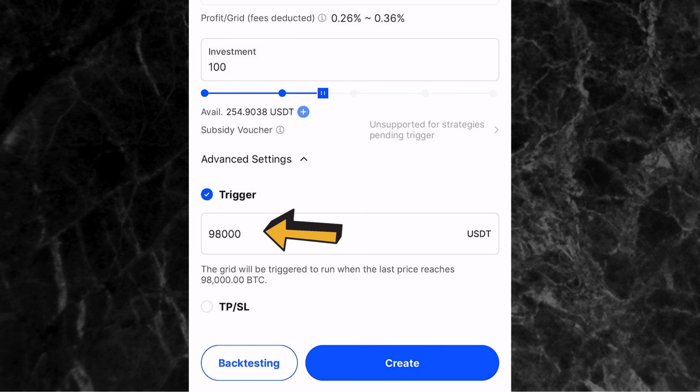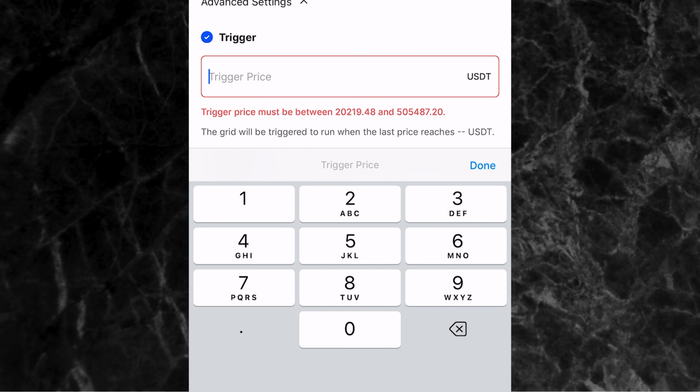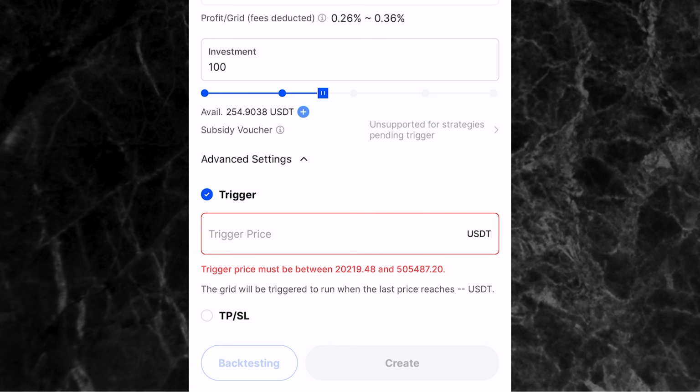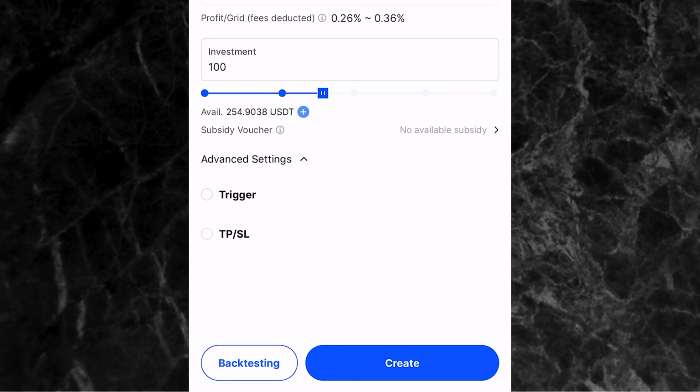So if you are setting this trigger, it means that you want to set the price at which you want the trading bot to start taking trades for you. That's just the meaning. So for me, I won't put it. So if you don't put it, it means that once you click on create at the bottom side of the screen right here, the trading bot will start immediately. It will take the first trade immediately you click on create. That's the meaning. So I will not be putting it. I'll just click on it and remove it. So I'm not using it.